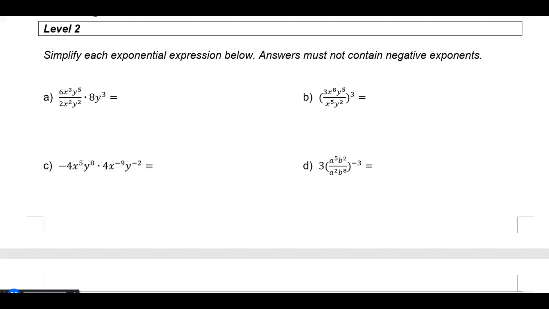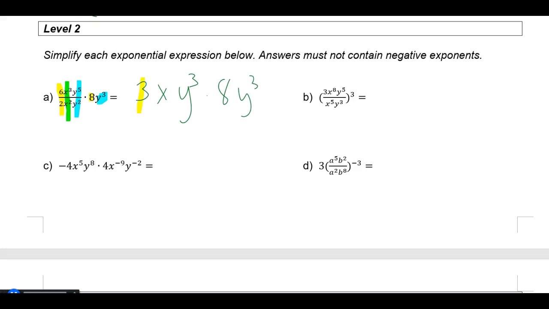Alright, level 2. So, quotient rule says I'm going to divide those, subtract those, multiply the numbers with that, and then add the y's with that y. So let's get started. 6 divided by 2 is 3. X cubed divided by x to the 2nd is just x. And y to the 5th divided by y squared is y cubed, times 8y cubed.